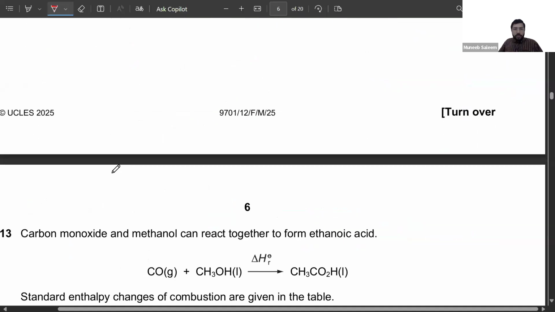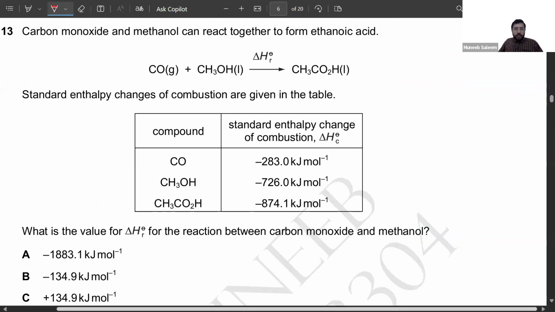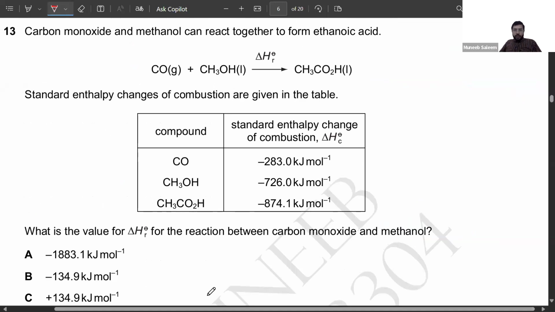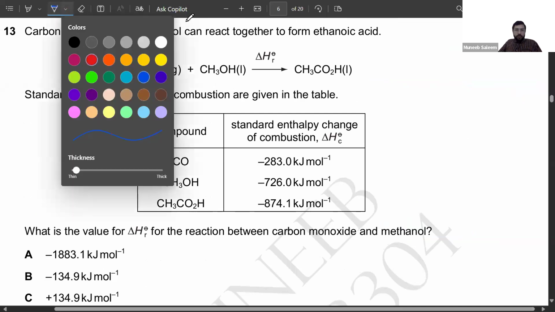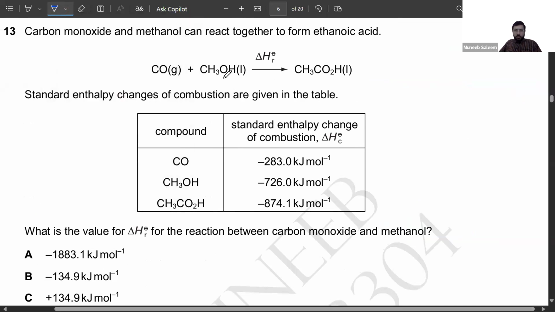Now, question number 13. Carbon monoxide and methanol can react together to form ethanoic acid. So this is the equation. Carbon monoxide reacts with methanol to make this ethanoic acid. We have the enthalpy of combustion values for the reactants and the products. So we have to find delta HR. So in the case when they are all organic compounds and we are given combustion values, we can simply use a shortcut for this case.